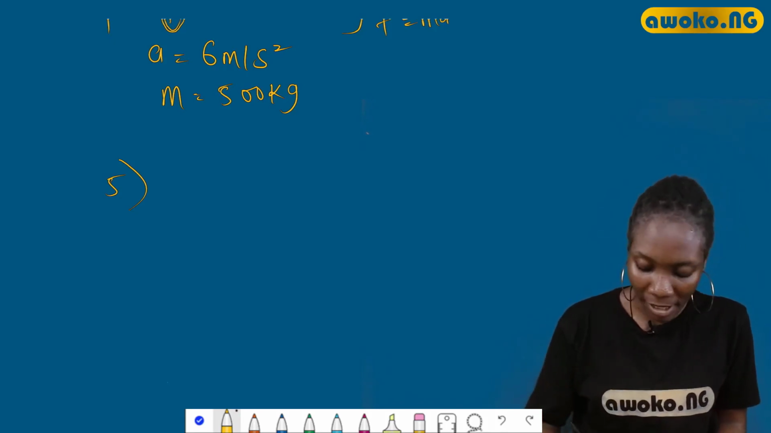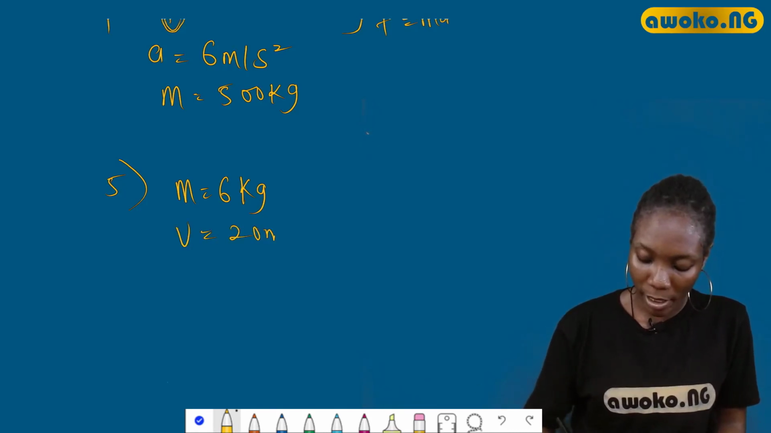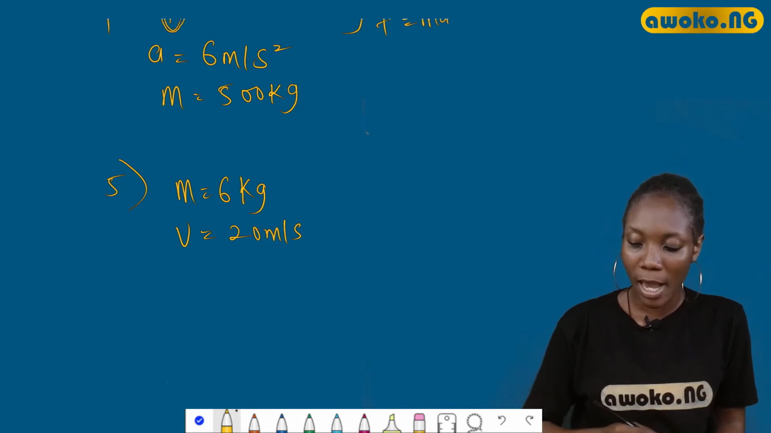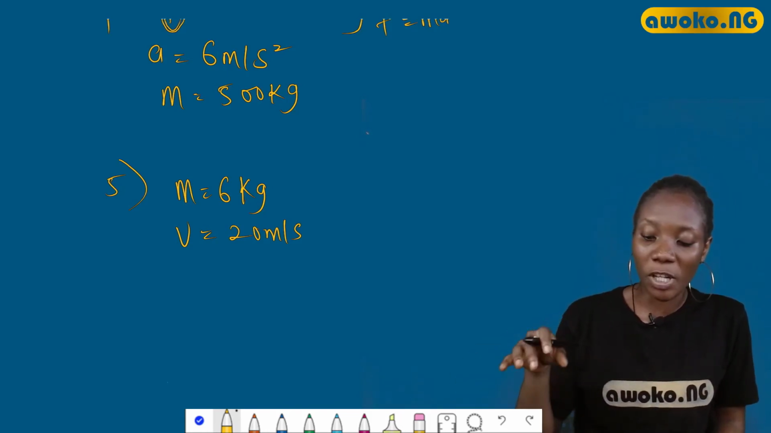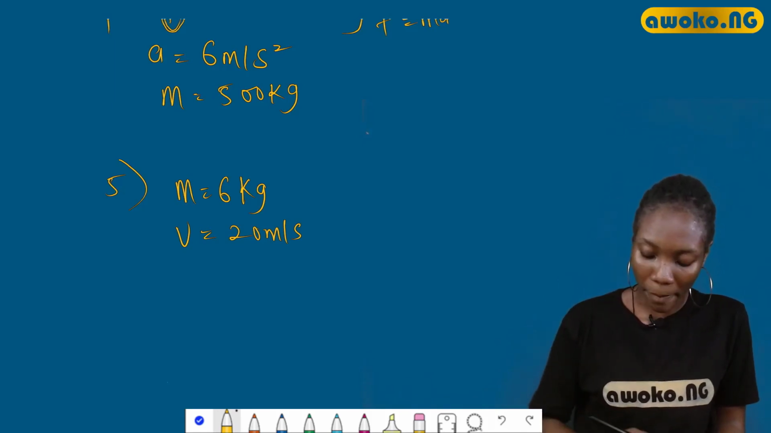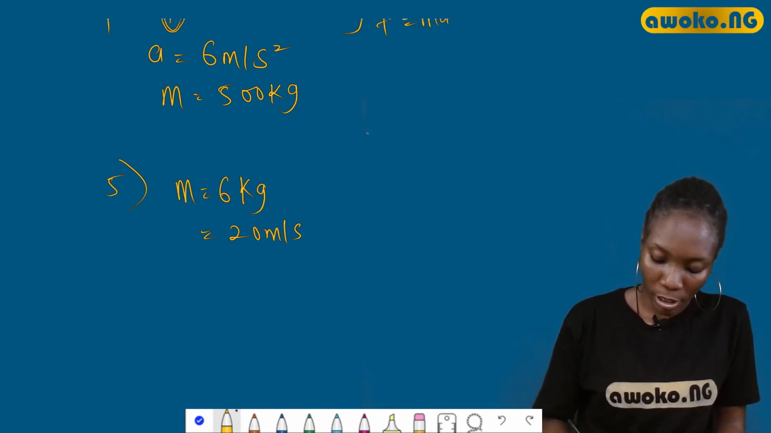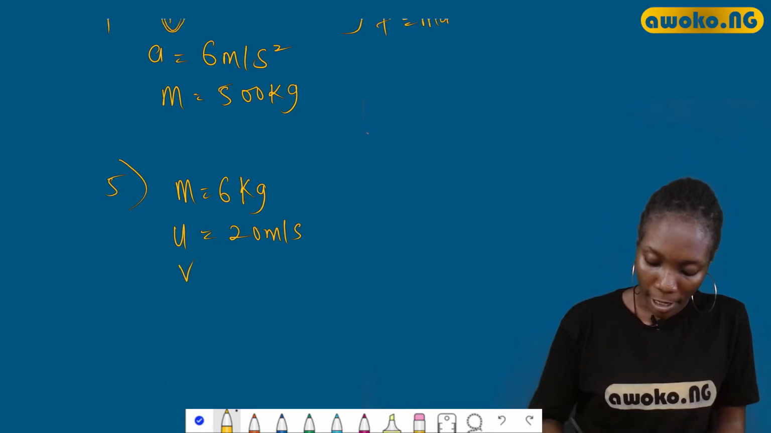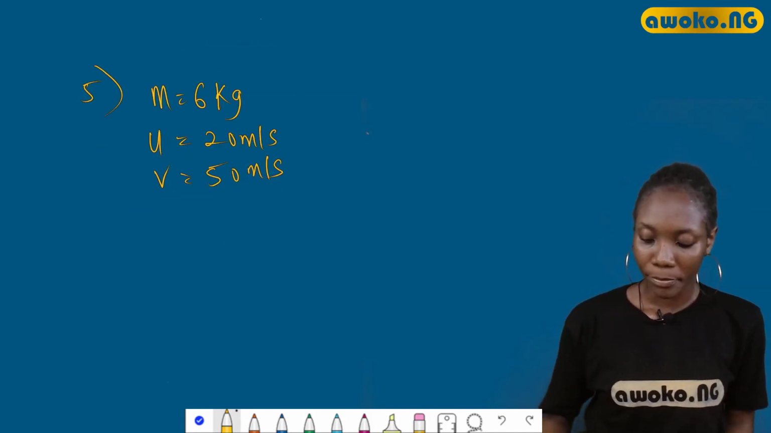So the parameter given is m, which is the 6 kg. The speed v is 20 meters per second, which the body is moving with. Now they said it was suddenly hit by another body moving in the same direction, changing the speed of the former body to 50 meters per second. Okay, sorry, this is u. This is the initial speed. Let me take that down before some of you get it twisted. So this is u. Then the v, which is 50 meters per second.